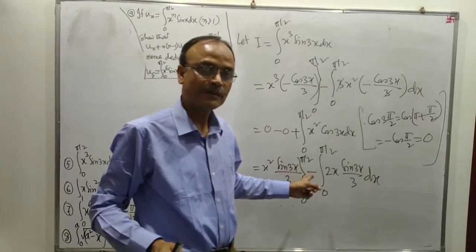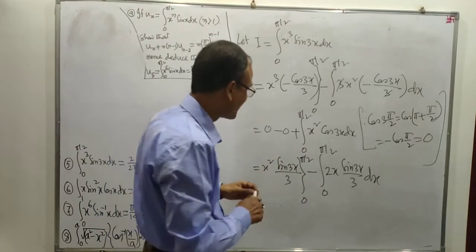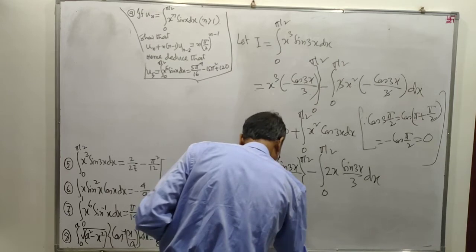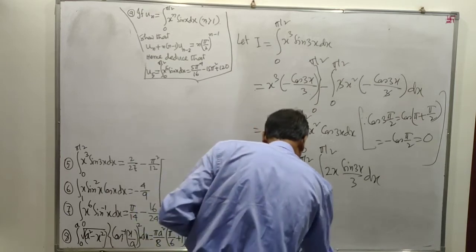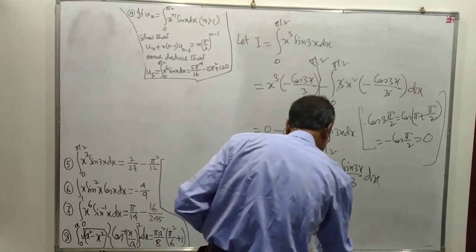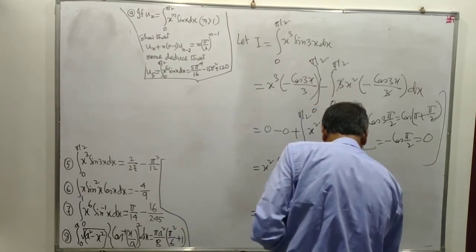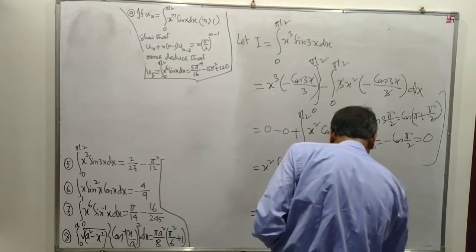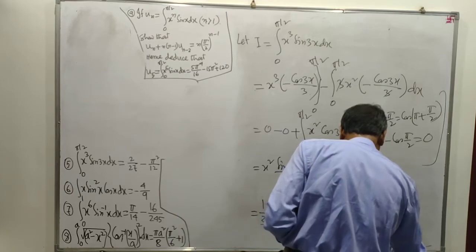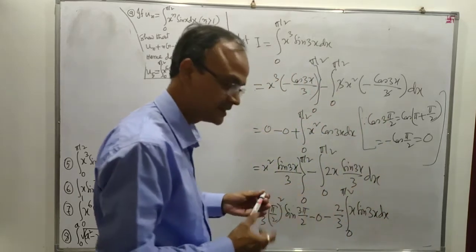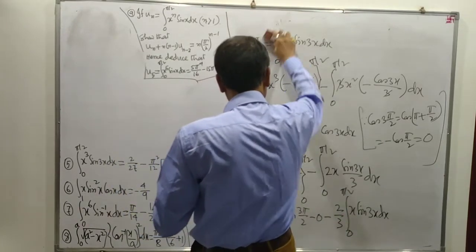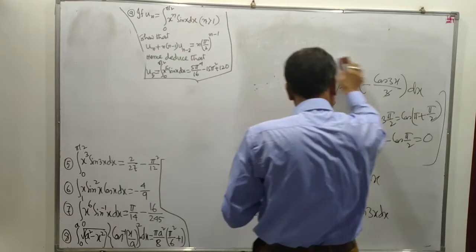Thrice pi by 2, it will not be equal to 0. This is equal to 1 by 3 into pi by 2 whole square, sine of thrice pi by 2, it will be 0, minus 0, minus 2 by 3 integration 0 to pi by 2 x sine thrice x dx. It will be this. Left side was I.